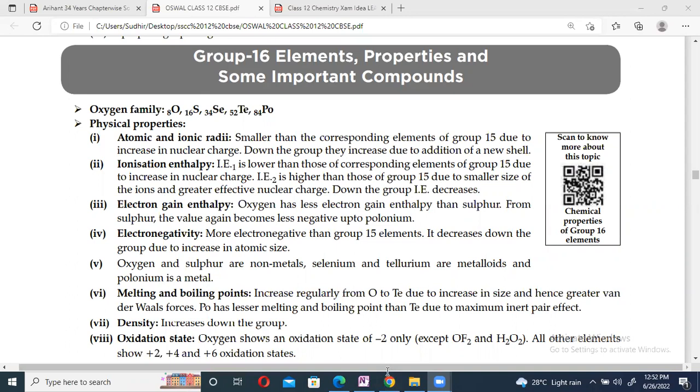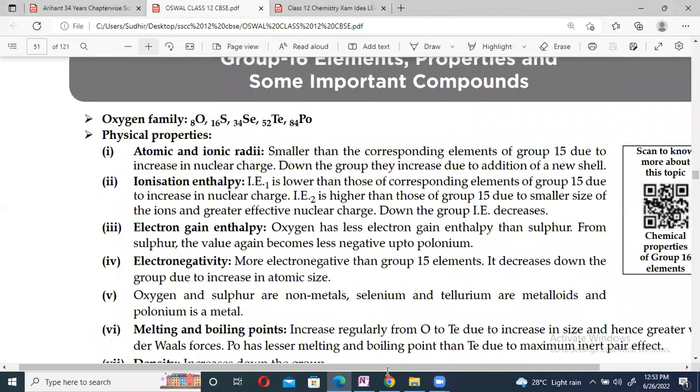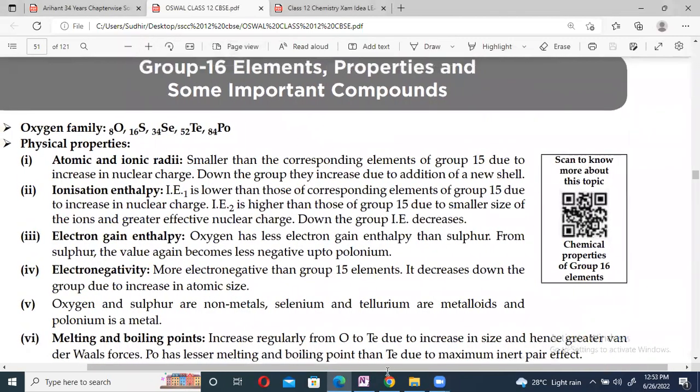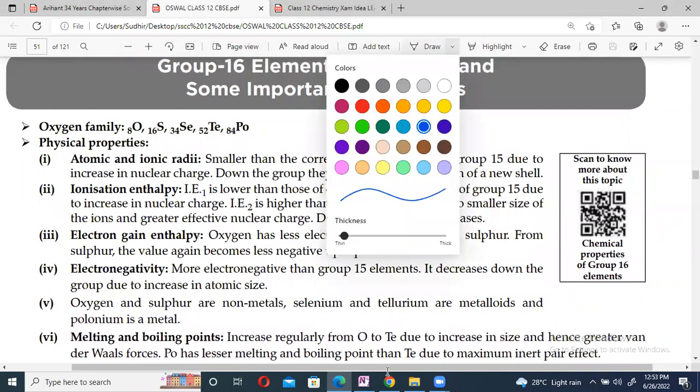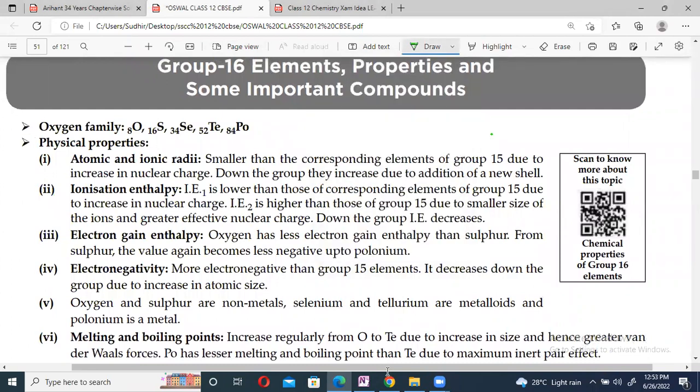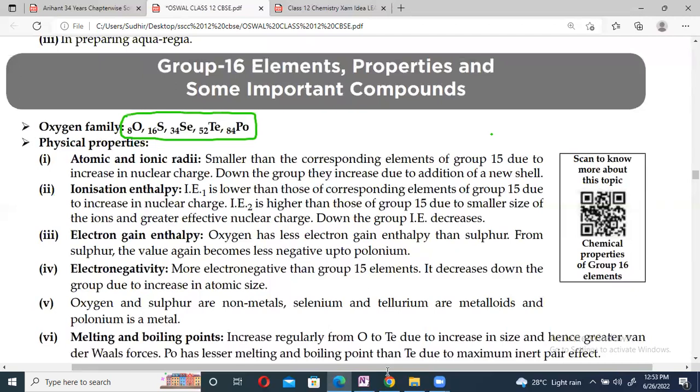And today I'm going to discuss with you group 16 elements. Just you can see here in this group 16, the small synopsis was there. I hope everybody knows about that. Group 16 means the oxygen family: oxygen, sulfur, selenium, tellurium, polonium.